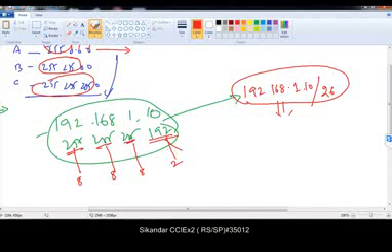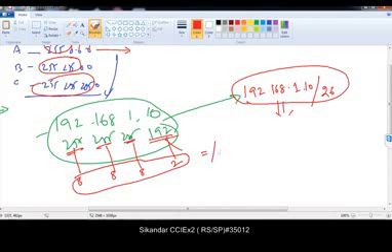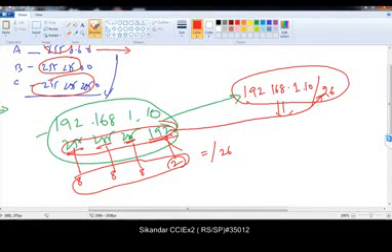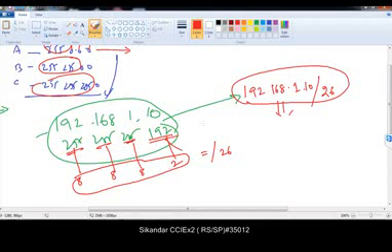So which means in total there are 8 plus 8, 16, 16 plus 8, 24, 24 plus 2. In total there are 26 network bits. So instead of writing in this format, we are simply writing in this format. So the slash value represents the total network bits.